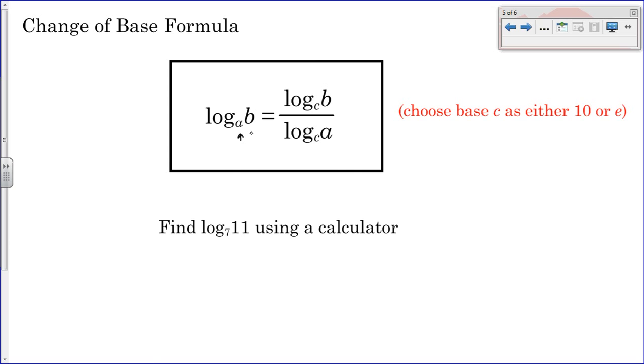The way I tell people to remember this is draw a little fraction bar between these two. So it's going to be b over a. Now you want to choose your c, your base, as either 10 or e. If you're using the Inspire, you can change the base, but on most calculators you can't change the base of your log. So you have to leave it as 10 or e in your calculator.